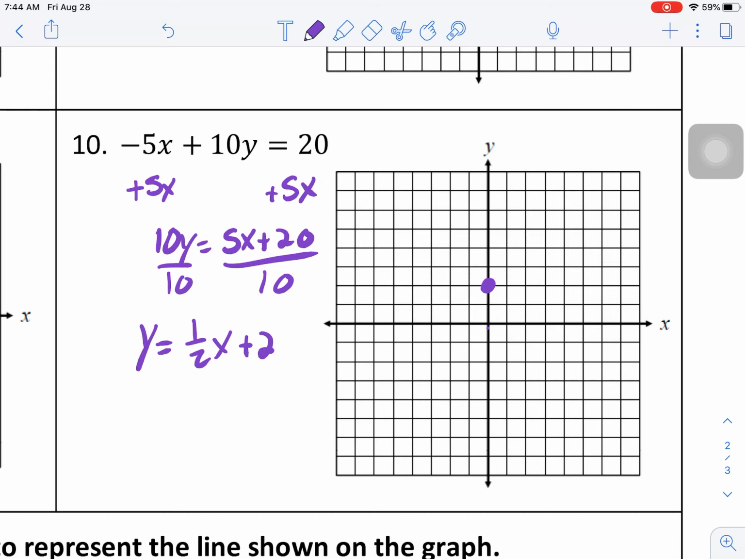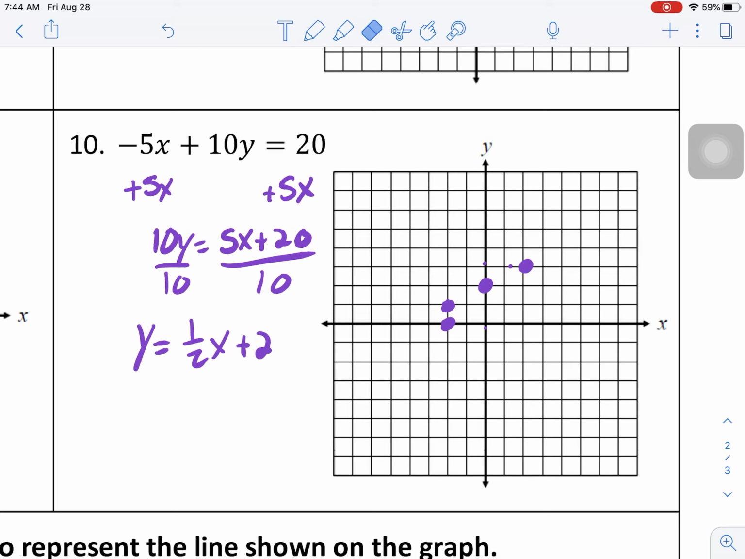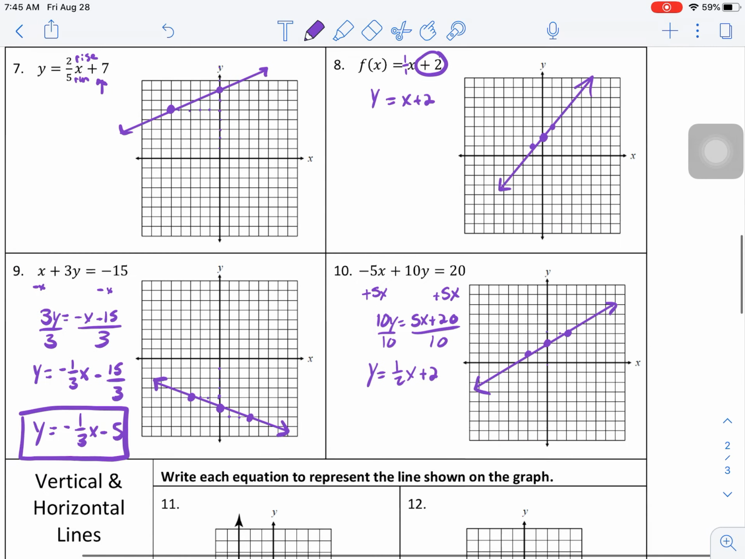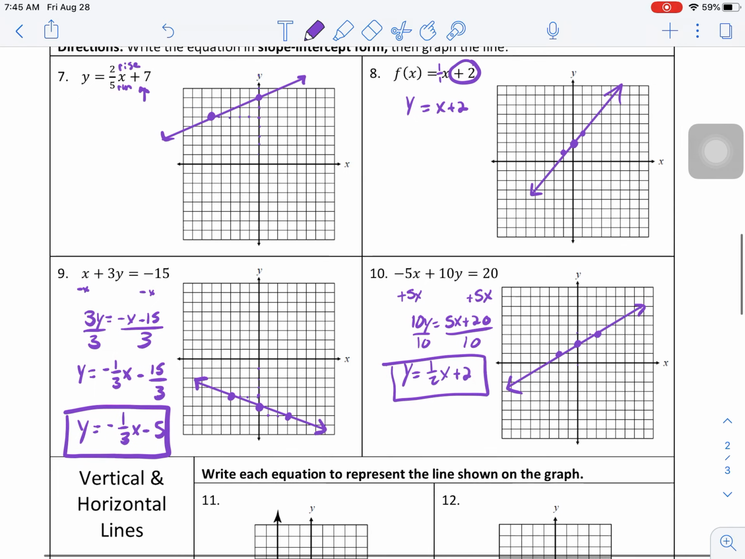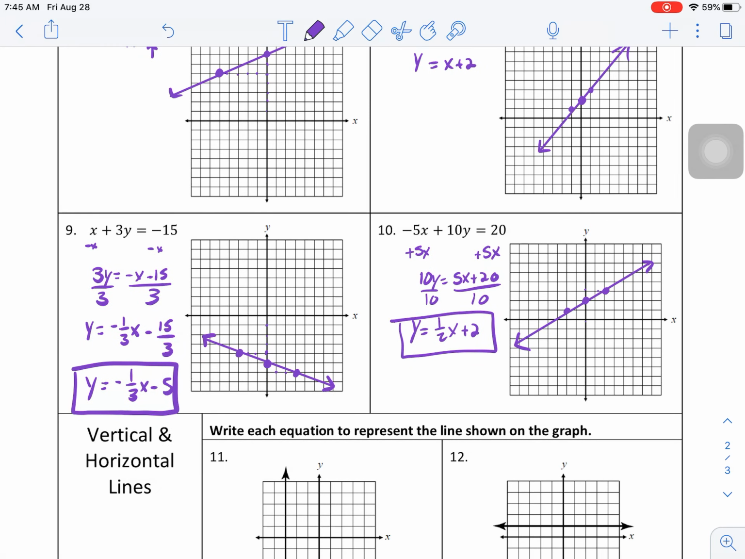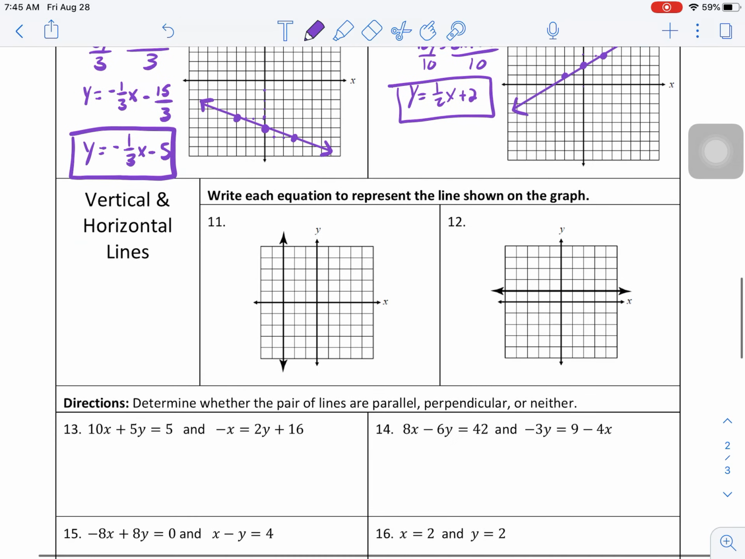So we go up 2, and then the slope is up 1 to the right 2, just like that. And then if we graph it, it should go something like, nope, not shallow enough. Down 1, left 2 would be right there. So then we graph this. Maybe, yeah, that's close enough. All right, bam. Just like that. Okay, so 9 and 10 we had to change to slope-intercept form. But hopefully not too hard, and you guys have done that before.